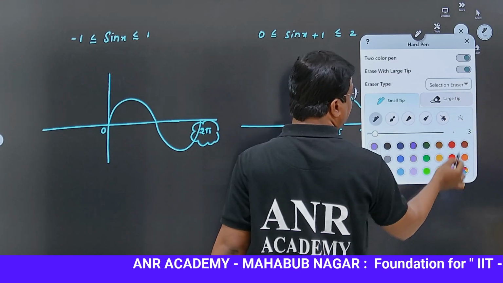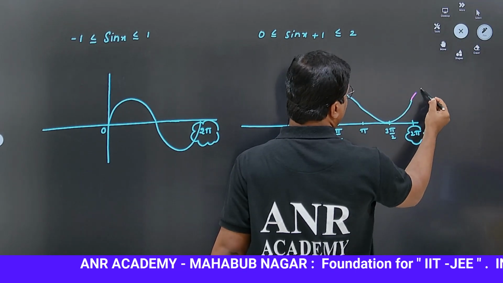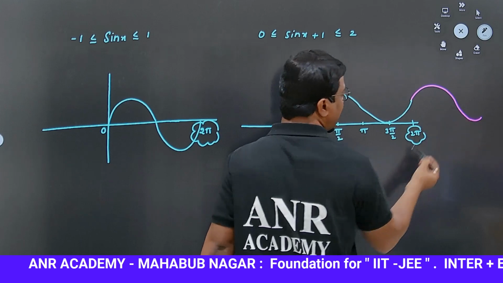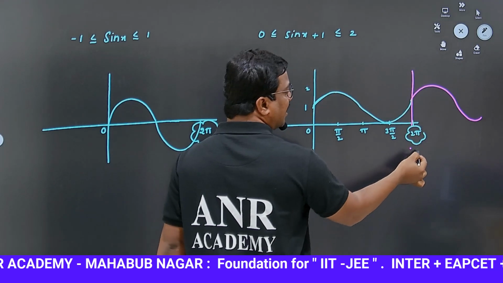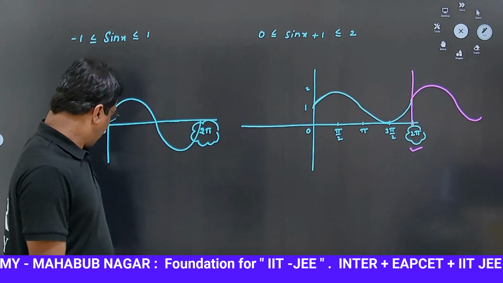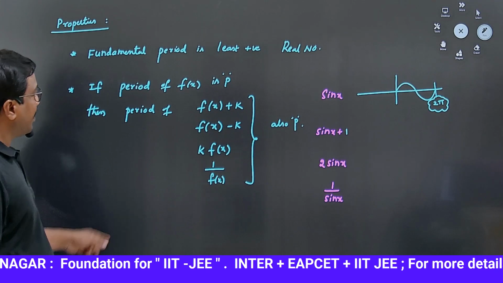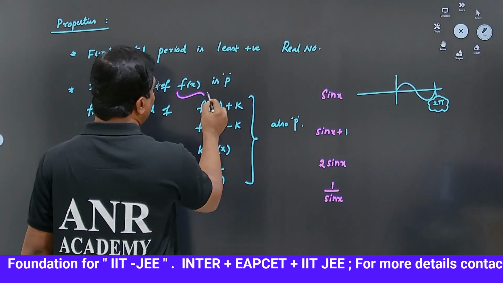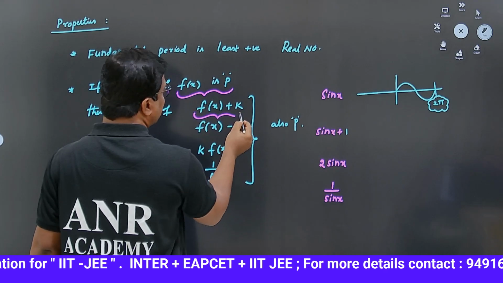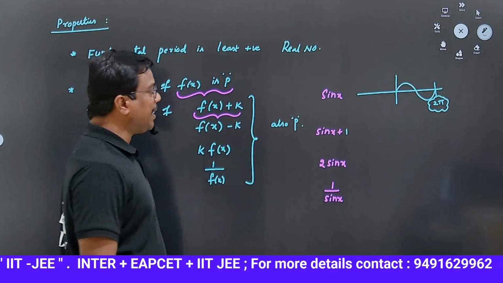If you continue this graph, then what happens? It goes like this, right? So the graph repeats at 2 pi. So by the second property, if f of x is of period p, then f of x plus k is also of period p.